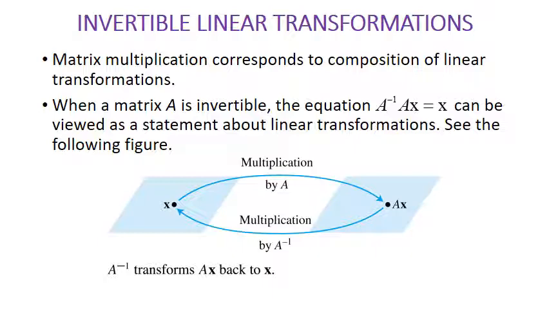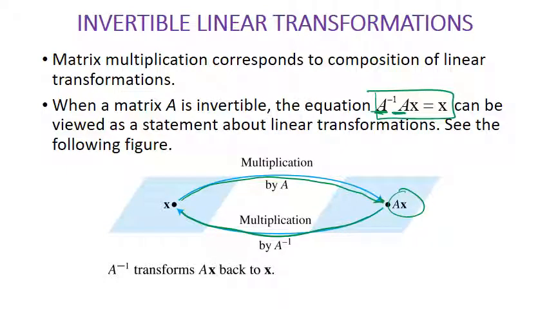So matrix multiplication corresponds to composition of linear transformations. Basically, and we kind of discussed this before, A inverse times Ax equals x because these are multiplicative inverses. So it's just kind of shown here what happens. If you take x times A, you get Ax. And if you take Ax times A inverse, you get back to x. So again, it's a bit circular.